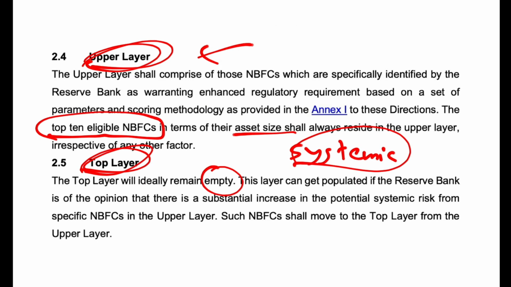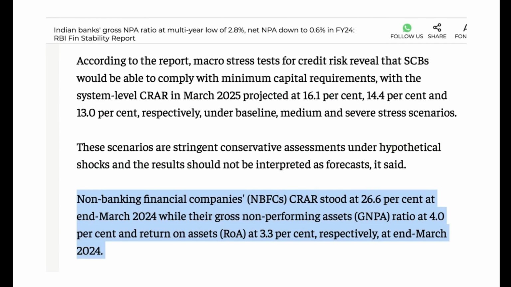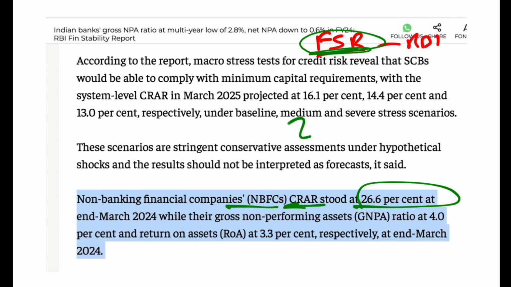And how they are doing well, let me show you data. This is data from the Financial Stability Report of the RBI. The Financial Stability Report of the RBI is one of the best documents to see the data. Okay. So look here. Non-banking financial companies, their capital adequacy stood at 26.6%.